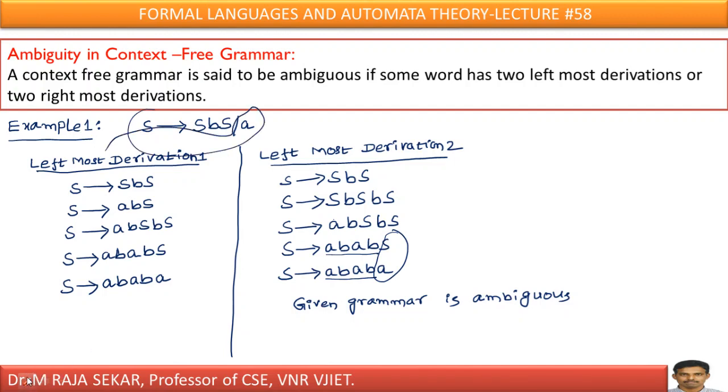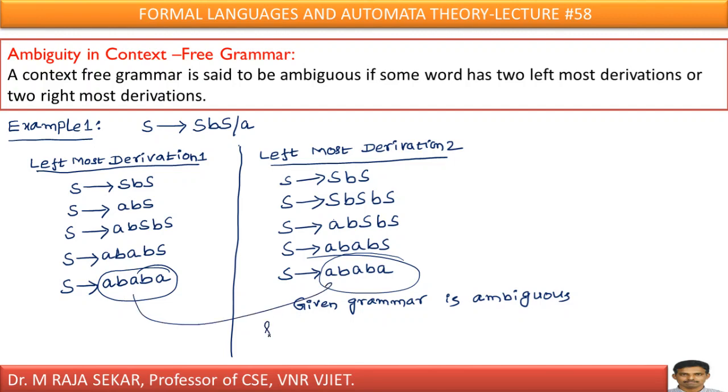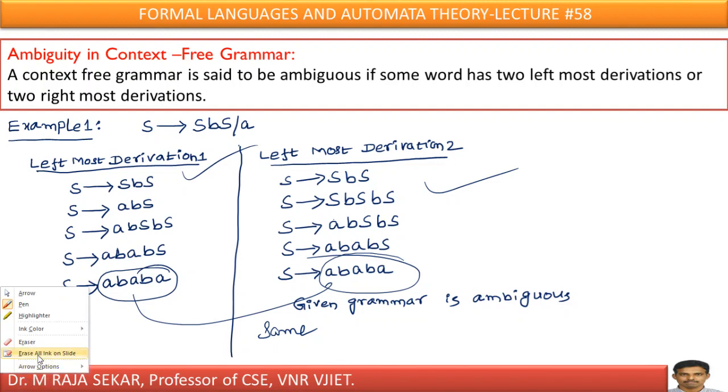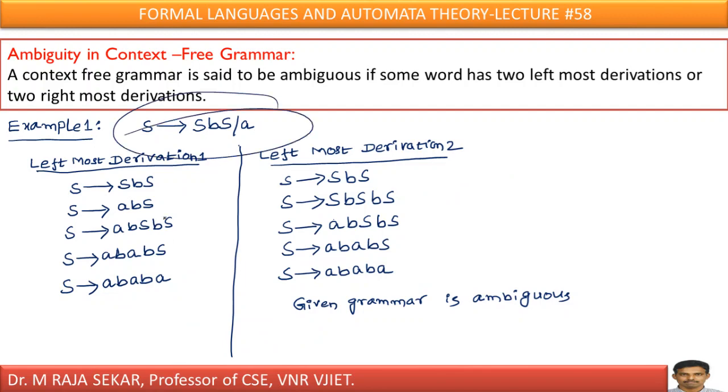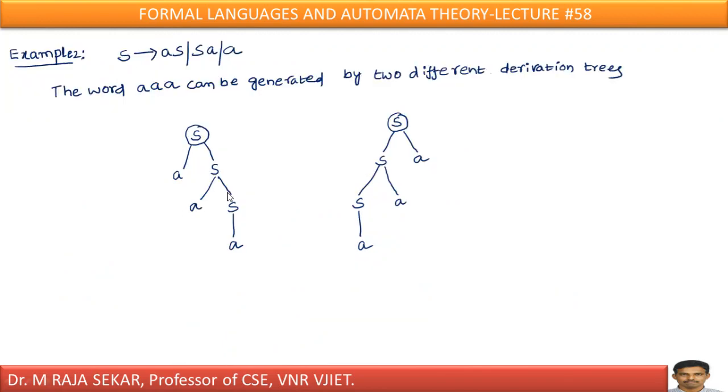If you observe these two productions carefully, here I am getting the string ABABA, and here also I am getting ABABA. This is the same word, isn't it? The same word has two different leftmost derivations, isn't it? This is leftmost derivation 1, this is leftmost derivation 2. If a particular word has two different leftmost derivations or two rightmost derivations, then I can say that the grammar is ambiguous. Therefore, this particular grammar is an ambiguous grammar.